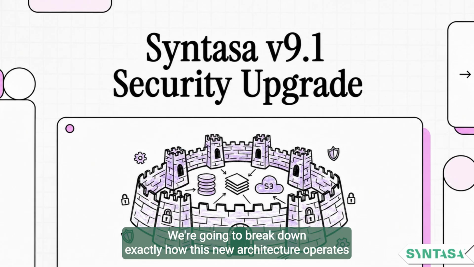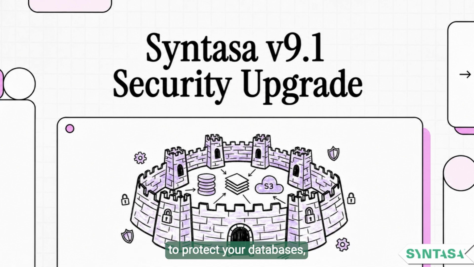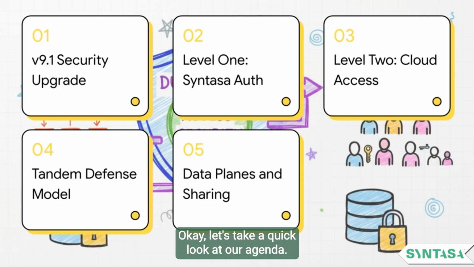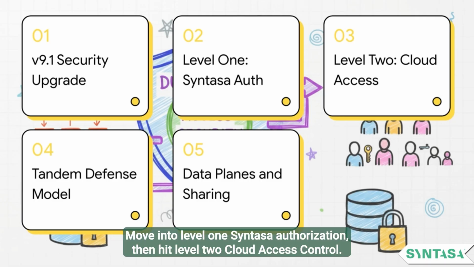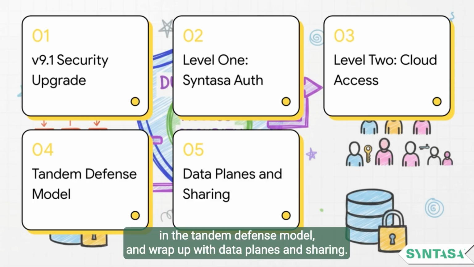We're going to break down exactly how this new architecture operates to protect your databases, your tables, and your S3 files across every single workload. Okay, let's take a quick look at our agenda. We'll start with the v9.1 security upgrade, move into level 1 Syntasa authorization, then hit level 2 cloud access control, see how they combine in the tandem defense model, and wrap up with data planes and sharing.